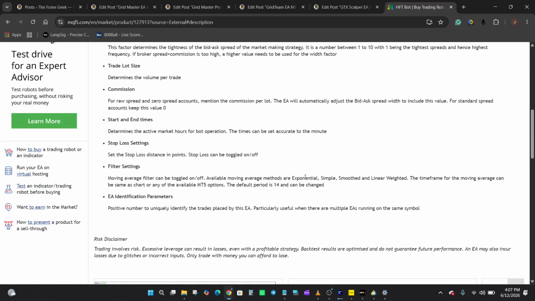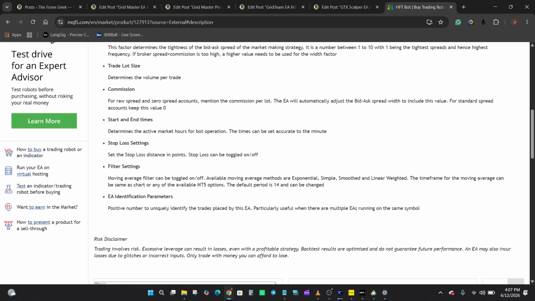The EA also includes automatic commission adjustment for raw spread accounts. Traders can specify commission values, and the system adjusts its bid ask quote calculations accordingly. For standard spread accounts, the commission setting can simply remain at 0.